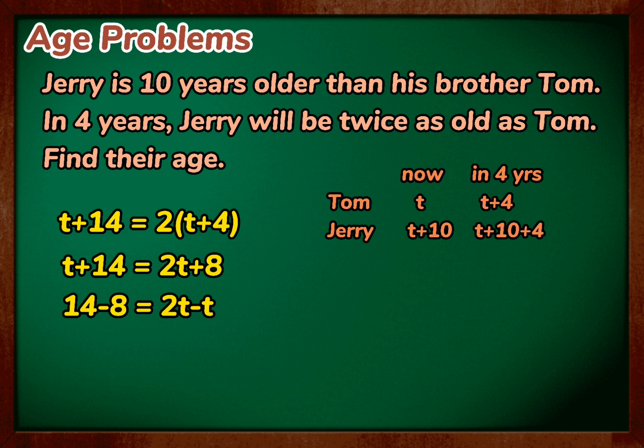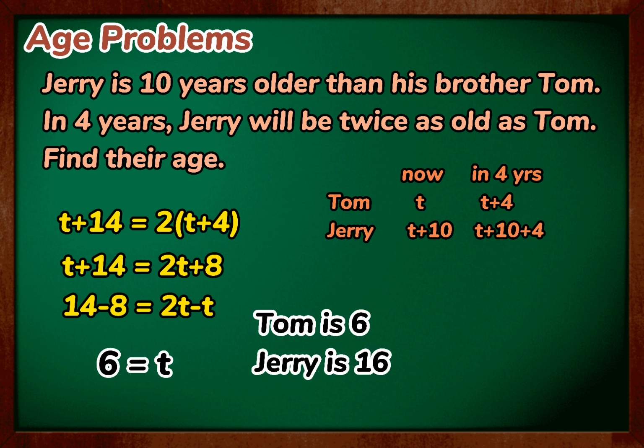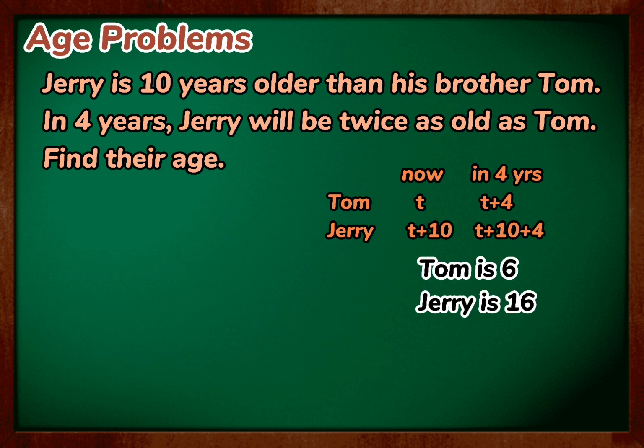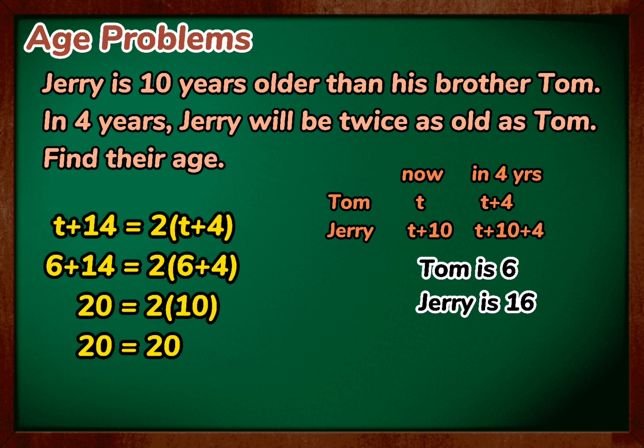The value of T is 6, which means Tom's age now is 6. And Jerry's age, which is 10 plus T, is 16. Now let's check if their ages are correct. We substitute the value of T into the original equation.